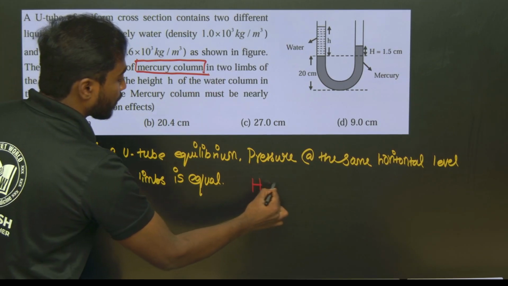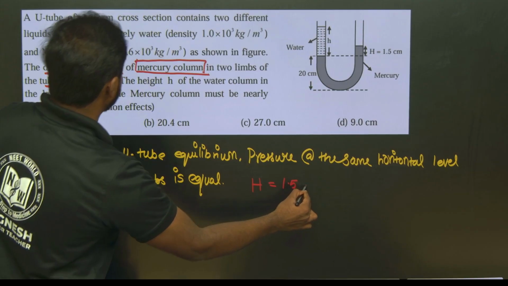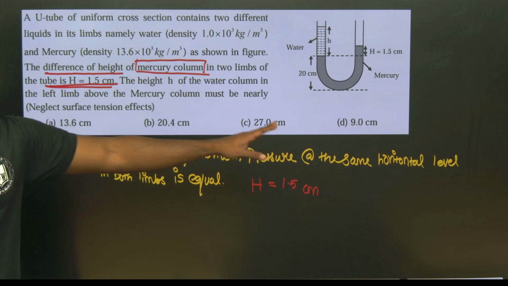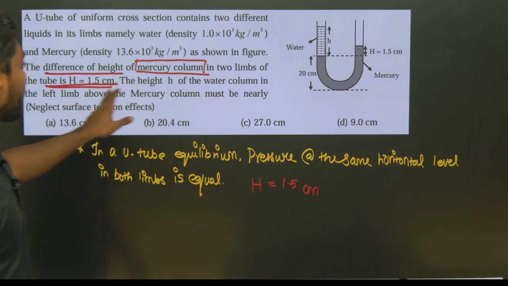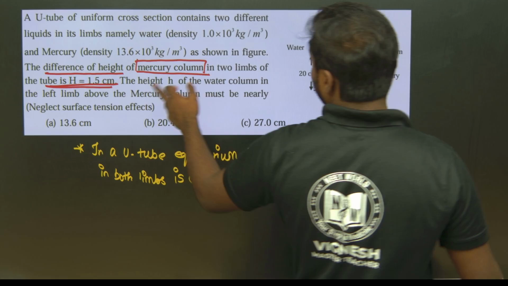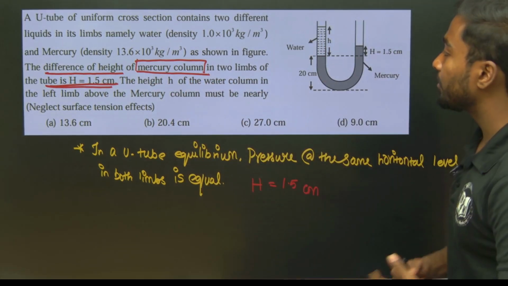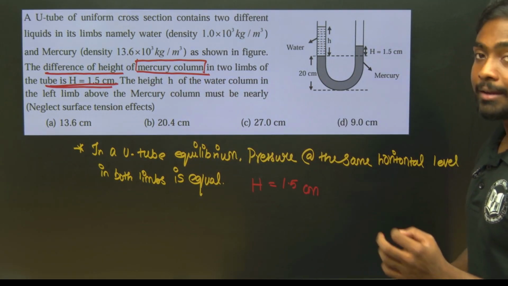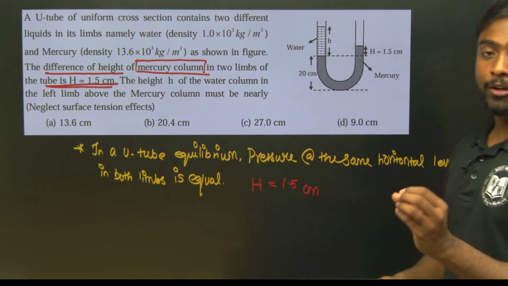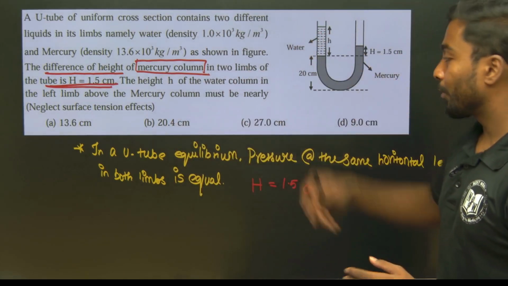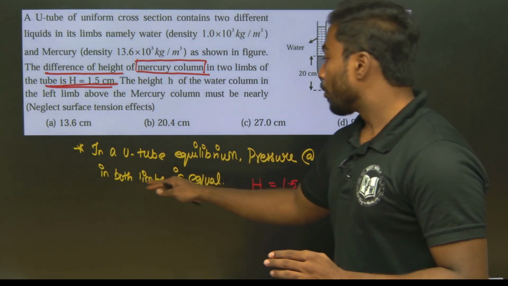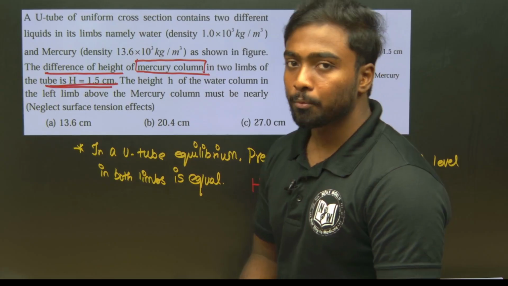So h is equal to 1.5 centimeter. Everything is in centimeter, so there is no need to convert anything to meter, like the options. The height H of the water column in the left limb above the mercury column must be nearly what? In this U shaped tube, at equilibrium, the pressure at the same horizontal level in both limbs is equal. That's the thing we know.